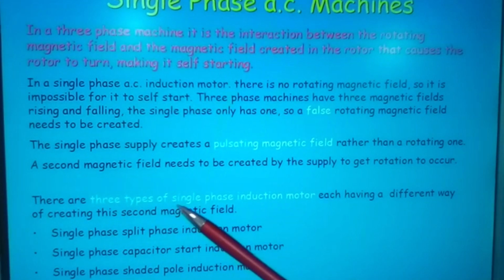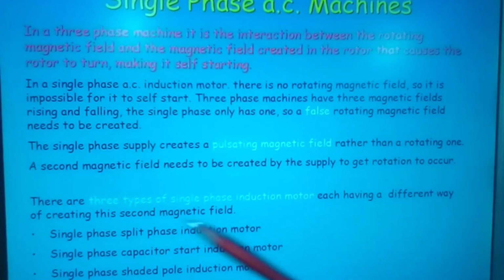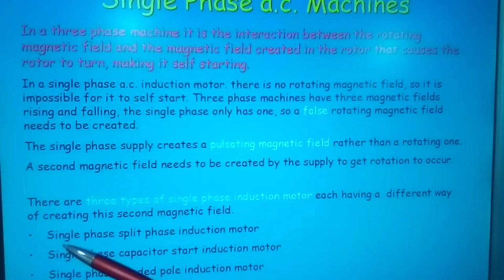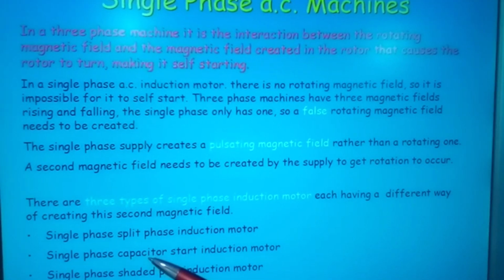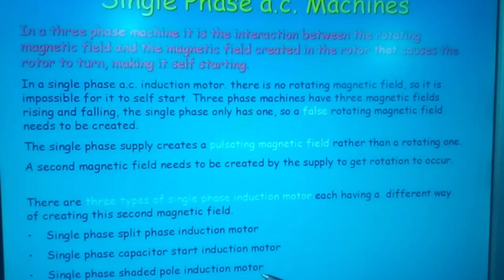There are three types of single-phase induction motor, each having a different way of creating the second magnetic field. Single-phase split-phase induction motor, single-phase capacitor-start induction motor, single-phase shaded pole induction motor.